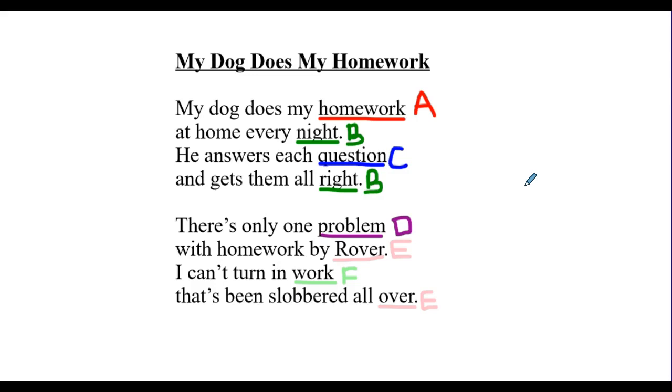Alright, so now what you're going to do with your group is read through Life Doesn't Frighten Me, identify the rhymes at the end of each of the lines of the poem, and identify the rhyme scheme. Make sure you ask us if you have any questions.